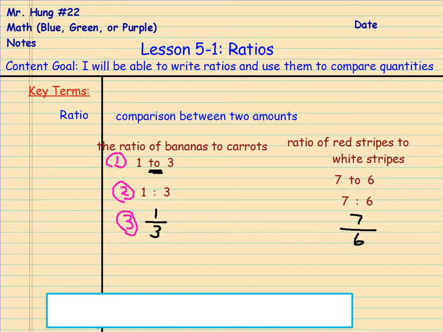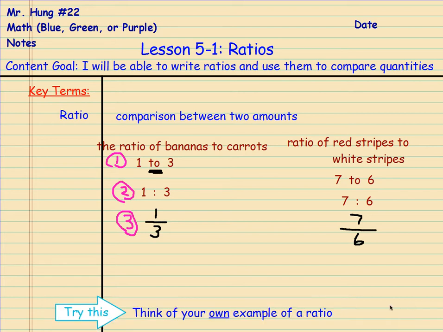Okay, so what I want you to do right now is to think of your own example of ratio. Look around in your room, see if there's anything you can find a ratio of. If you can't, look at what you're wearing. How many stripes are on your shirt? How many red stripes? How many white stripes? And so on. And write this down in your notebook because I will be checking this.